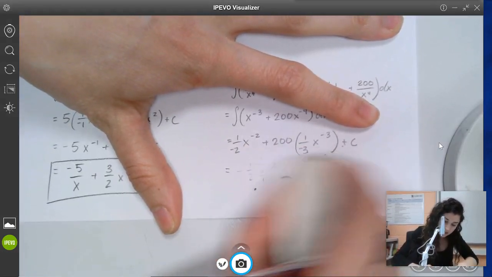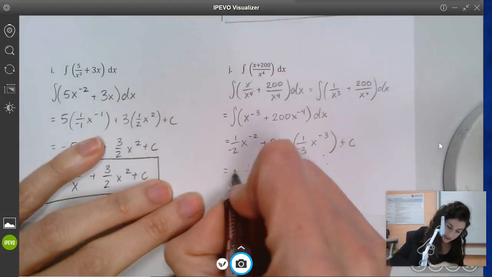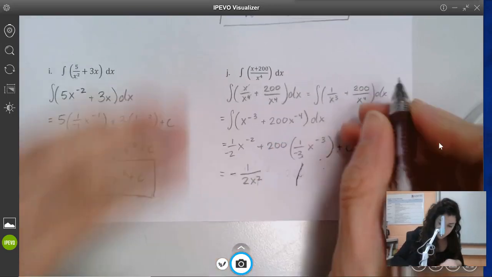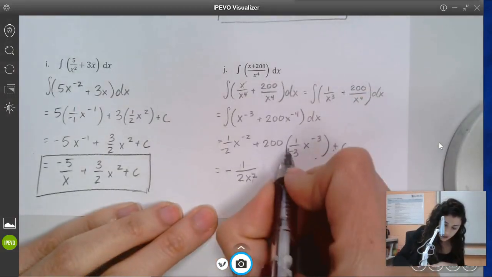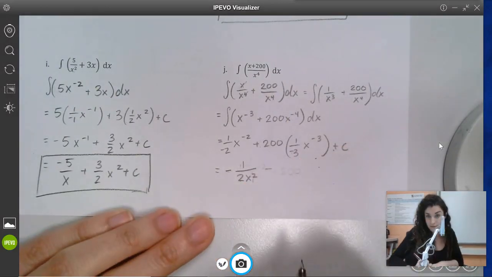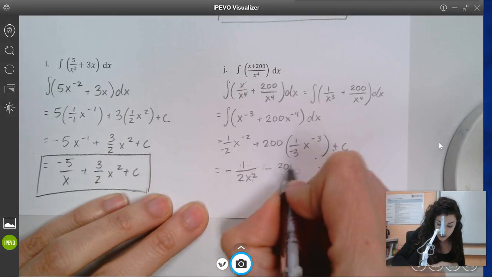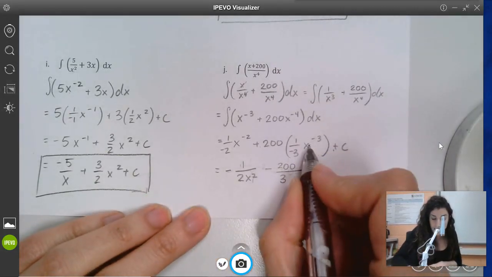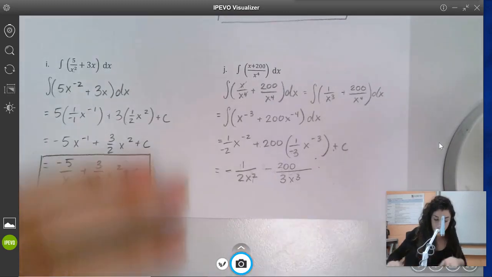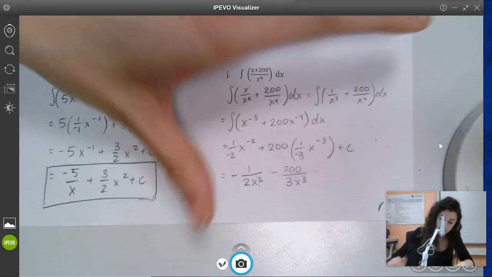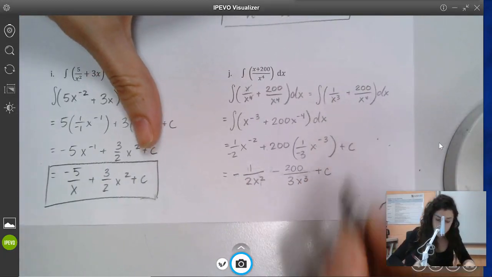So I can do -1 over 2x squared. This negative right here is going to make this a subtraction. 200 over, and then it's 3 still in the denominator. And then now this x cubed will join it there. And then we still have plus c.